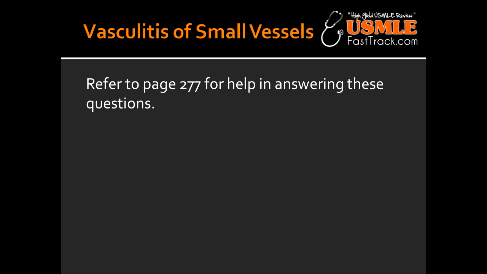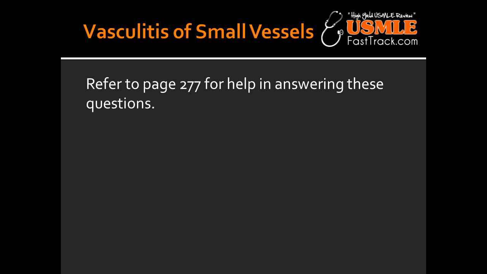Describe the areas Wegener's granulomatosis affects. Wegener's granulomatosis has an effect on the upper respiratory tract, lower respiratory tract, as well as the kidneys. What is the triad for Wegener's granulomatosis? The triad of Wegener's granulomatosis includes focal necrotizing vasculitis, necrotizing granulomas in the lung and the upper airway, as well as necrotizing glomerulonephritis.